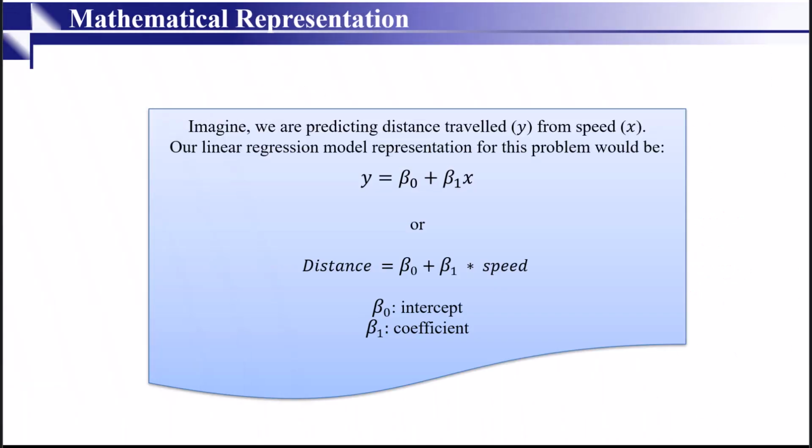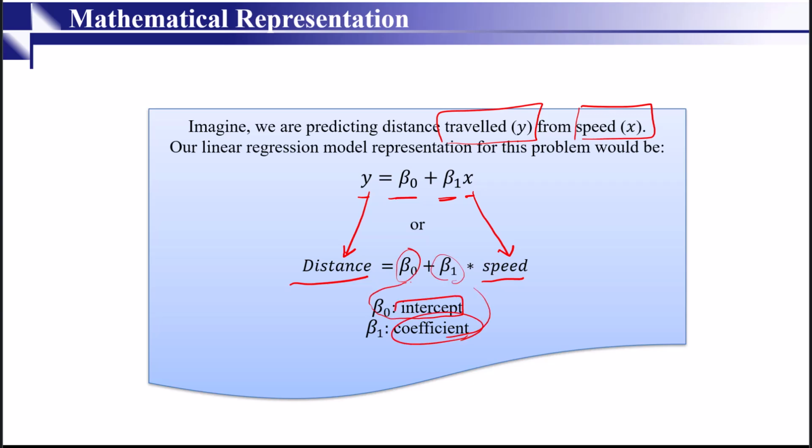Let's consider an example of bicycle riding. Imagine you are predicting distance traveled as y based on speed as x. Our linear regression model for this problem is y equals beta 0 plus beta 1 x. Or you can say distance traveled equals beta 0 plus beta 1 multiplied by speed, where x is speed. As speed increases, the distance increases. So distance is dependent on speed, but speed is independent. We call beta 0 the intercept, and beta 1 the coefficient or slope.